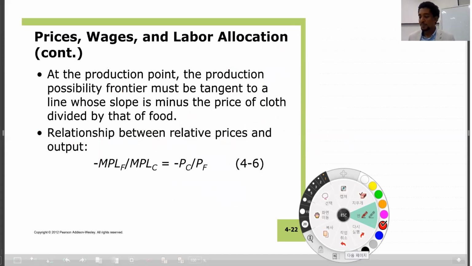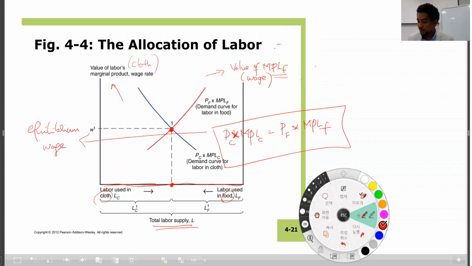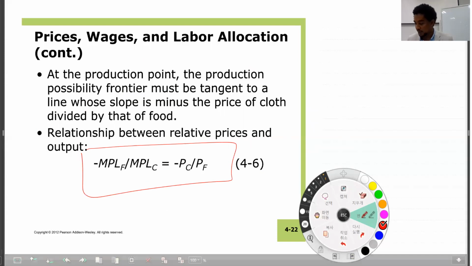So at the production point, the production possibility frontier must be tangent to a line whose slope is minus the price of clothes divided by that of food. So the relationship between the relative price and output looks like this. From this, you can take this one here and you can compute the slope.